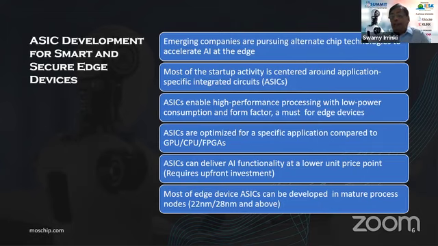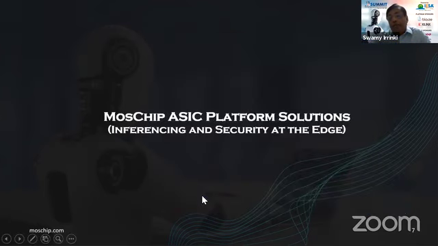And ASICs can deliver AI functionality at a low unit price point, but it requires some upfront NRE investment. And most of the edge devices can be developed in mature process nodes of 22, 28 nanometers and above, whereas for cloud training, you need to go to 7 nanometer, 5 nanometer. For edge applications, for inferencing, you can still leverage the older process nodes. So with that background, that sets the stage for why ASICs are important for edge devices.